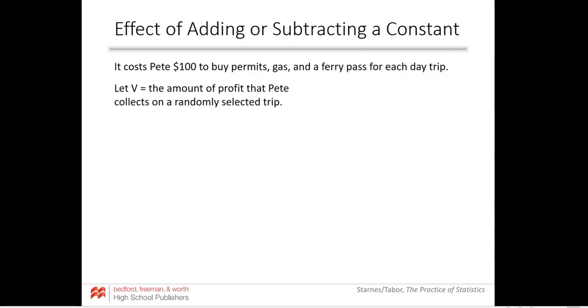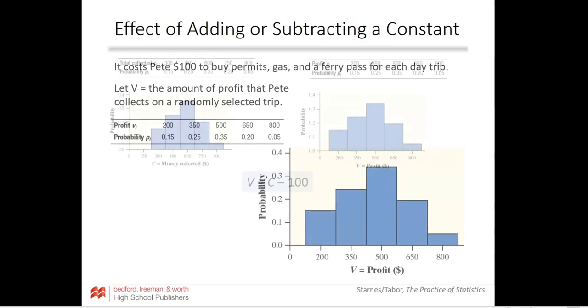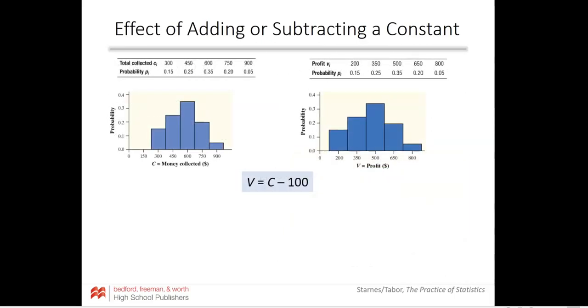So it's pretty easy to figure out. V is the amount of profit. So you're basically going to take how much money he takes in, minus the cost, and that will be the profit. So V, the profit in this case, is going to be the amount that he takes in minus the $100 cost. For some reason we use C for money collected. That seems like cost should be that, but whatever.